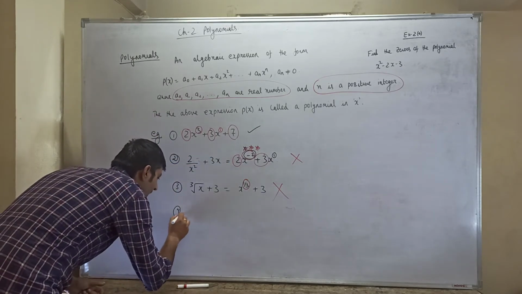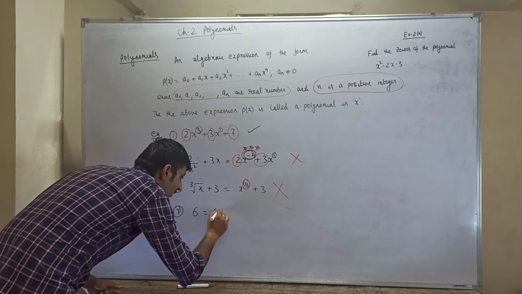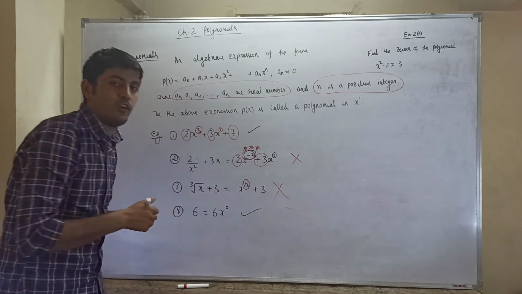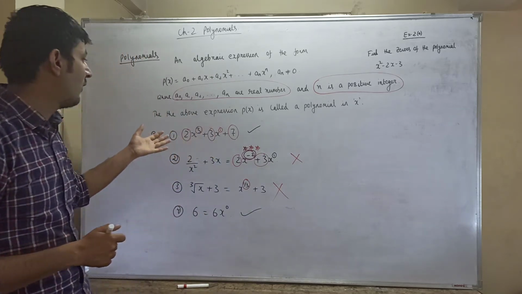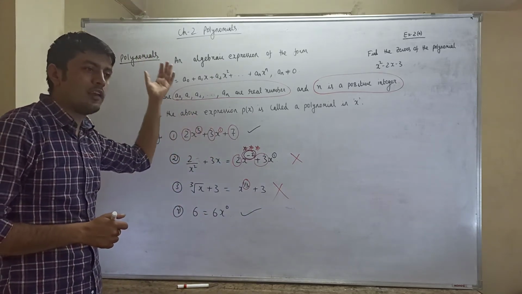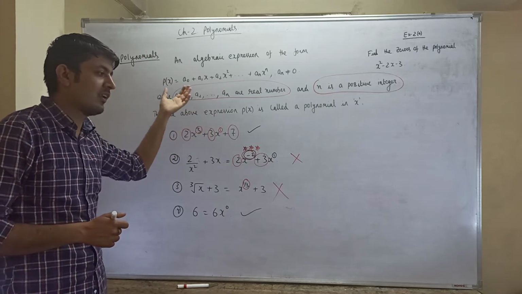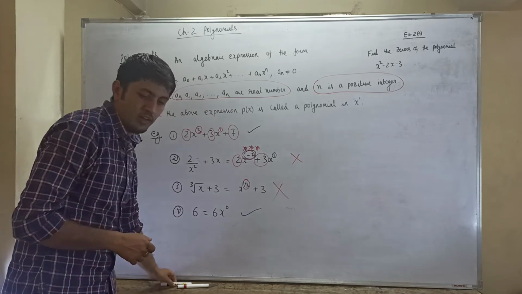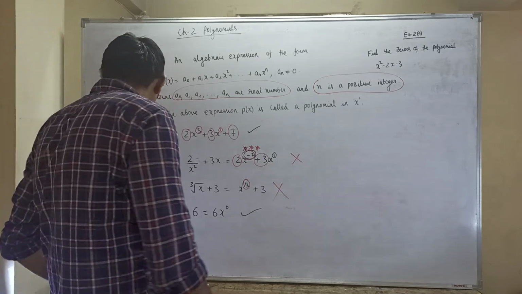Number 4. Suppose I give 6. 6 can be written as 6x to the power 0. So it is a polynomial. So I hope you are okay with how to identify whether the given expression is a polynomial or not a polynomial. Now let us move to the second part.